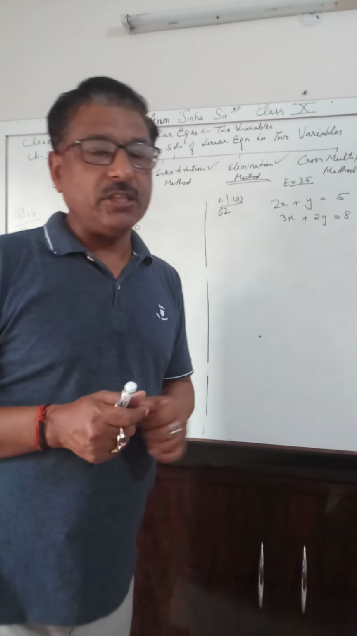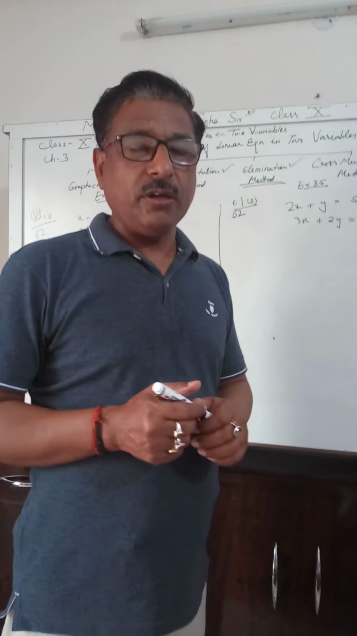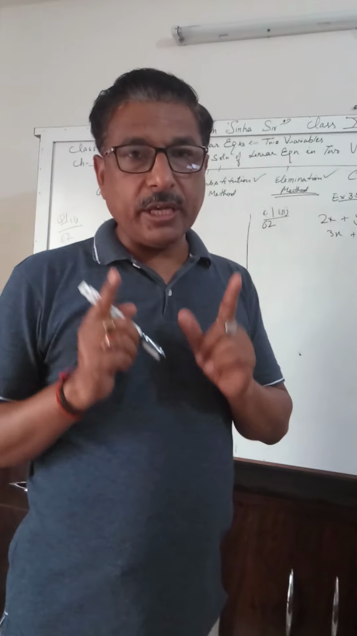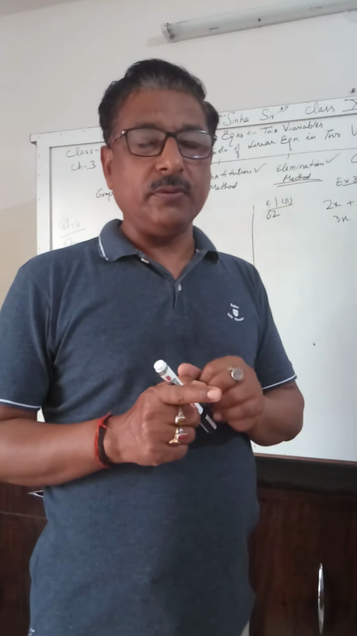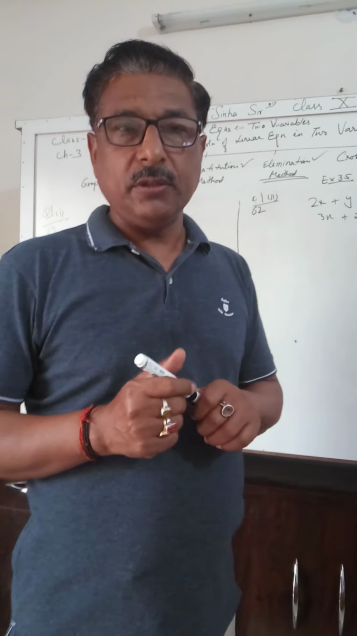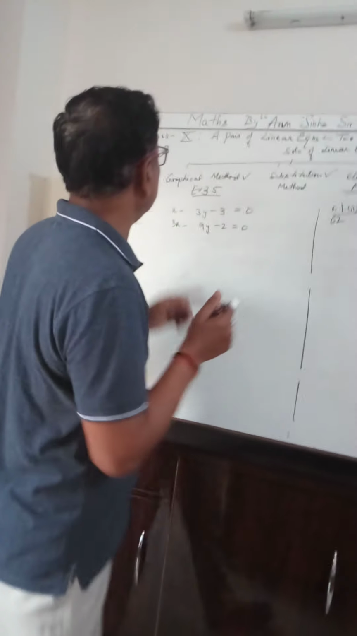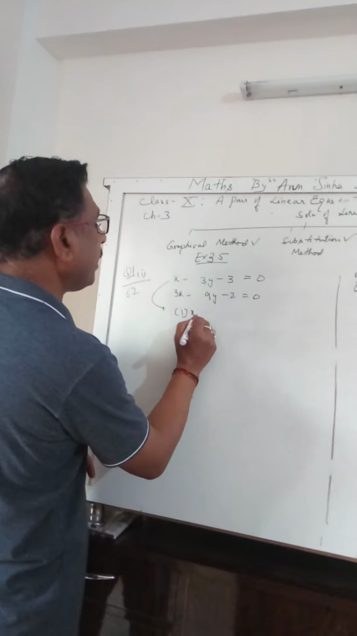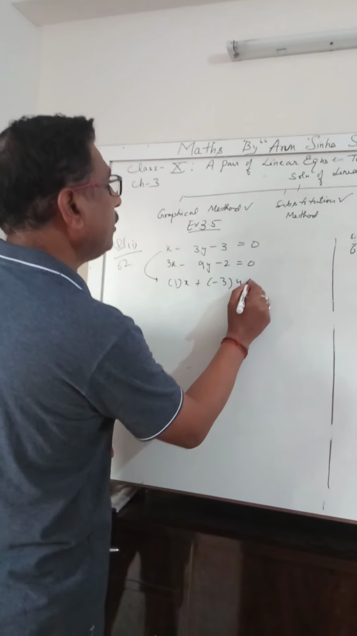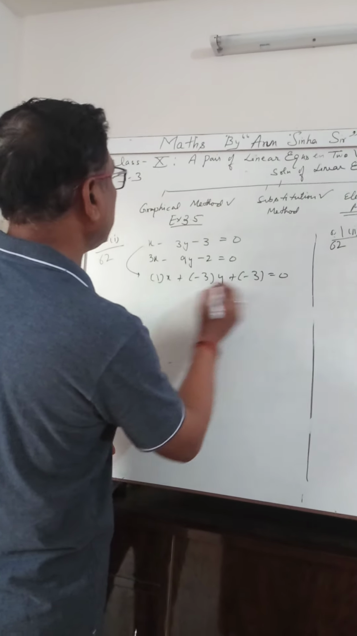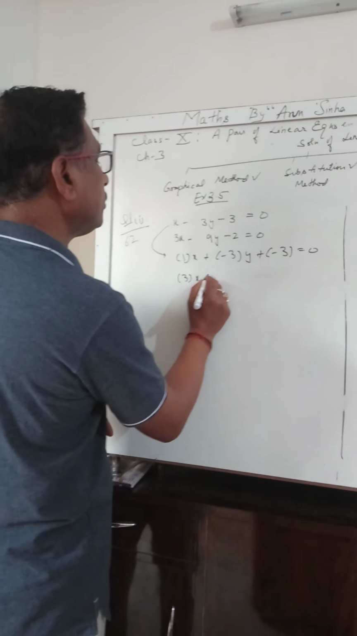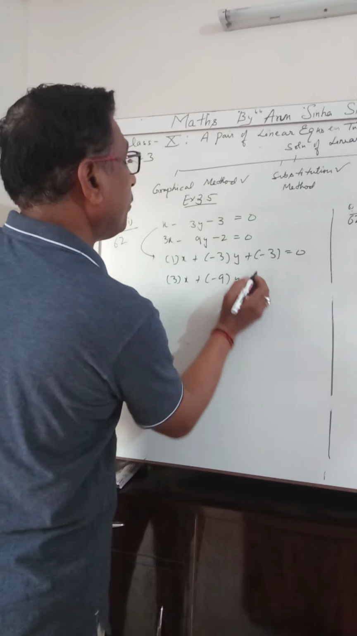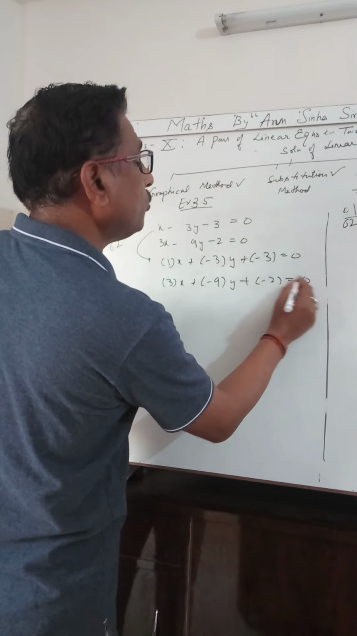Before applying this method, you must remember this thing children. First you always apply the condition, whether any solution exists or not, and only then you solve. Otherwise you will be puzzled. Now first we will apply the condition. Put the equation in standard form: you will get 1x plus (minus 3)y plus (minus 3) equal to 0, and 3x plus (minus 9)y plus (minus 2) equal to 0.